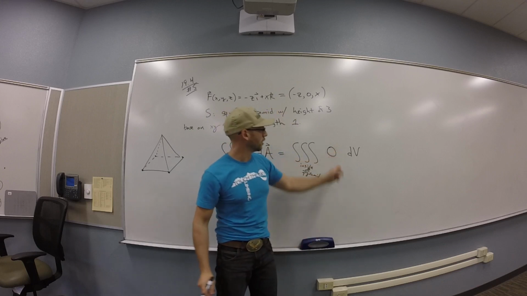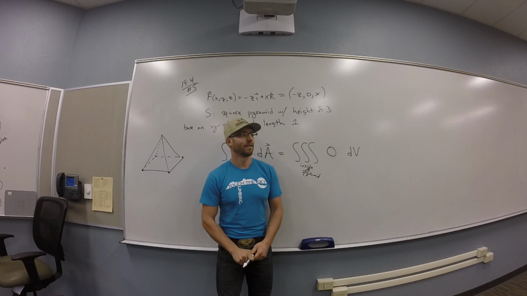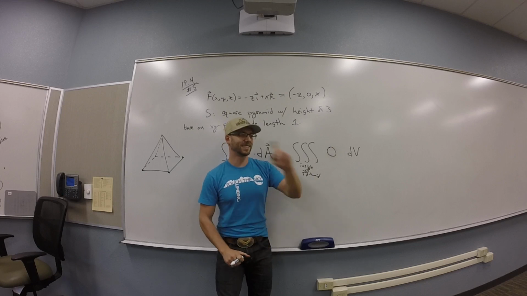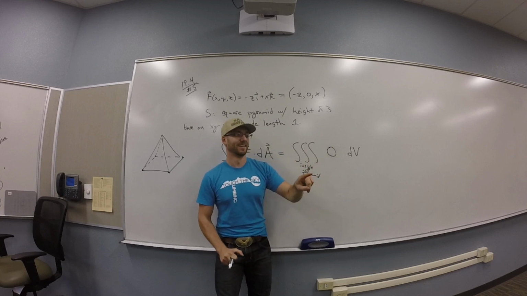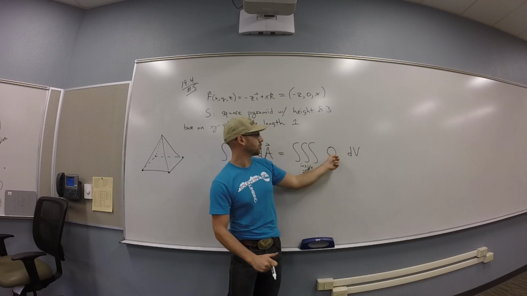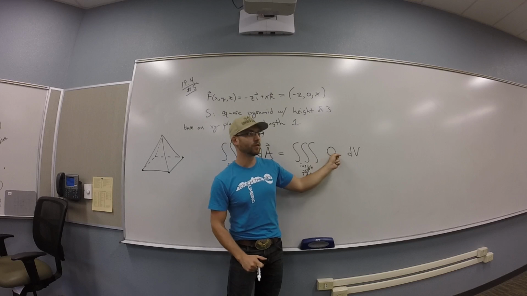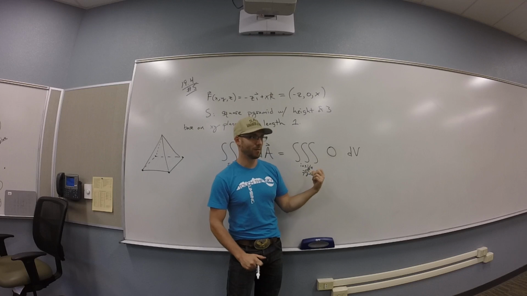Is that 0 a vector or scalar? Scalar. Yeah, it's a scalar because I dotted it, divergence. Which means the divergence is this, and normally this would be a scalar function, right? Yeah. So this is the scalar function 0 here, and you're adding this up over the inside of the pyramid.